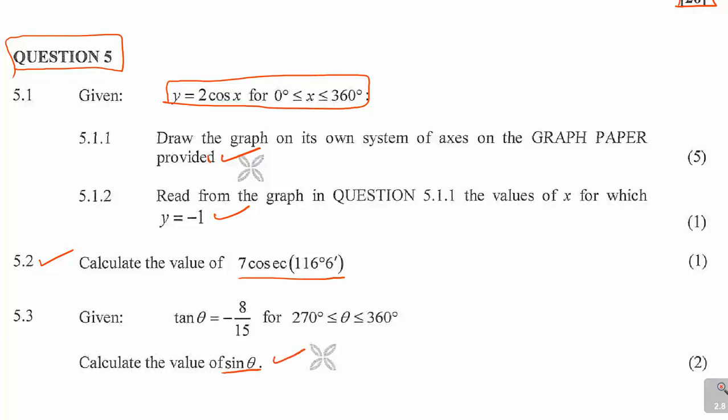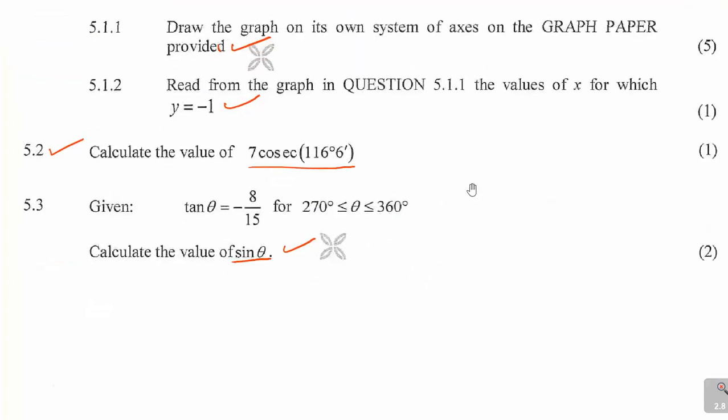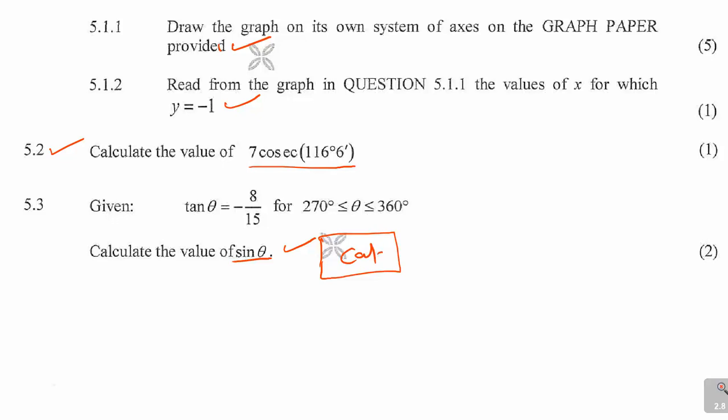You see, question 5.3 was also kind of basic. They were not specific. Either you can use a calculator, which will be correct, or you can solve it without a calculator. But the 2 marks show that even if you didn't use a calculator, this was correct.